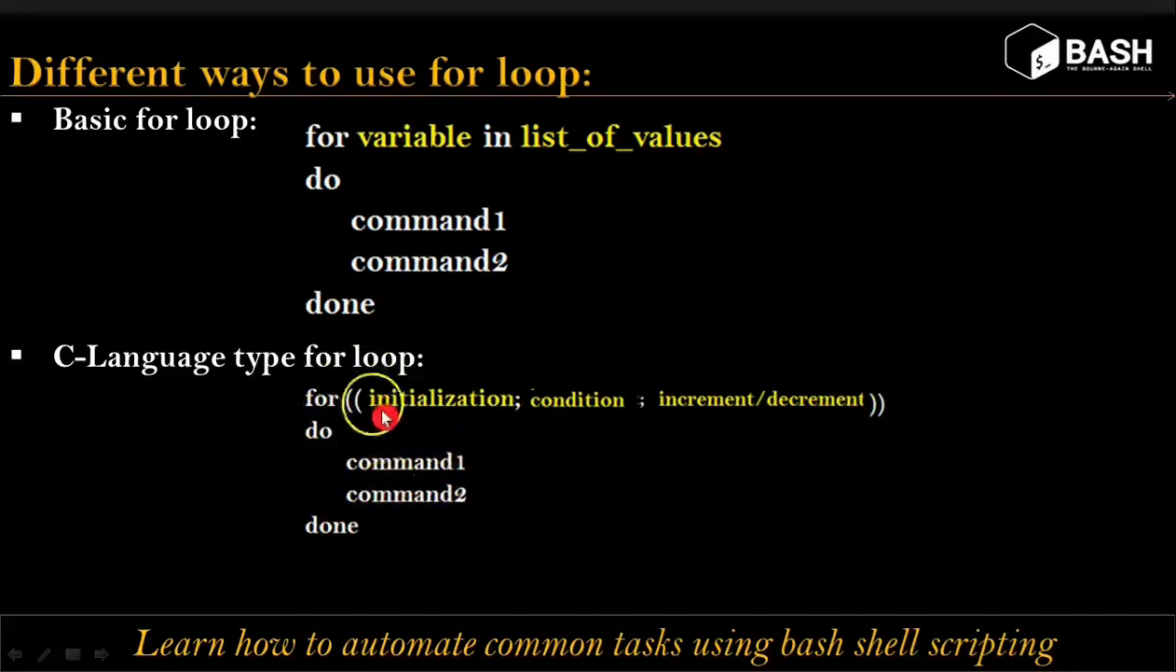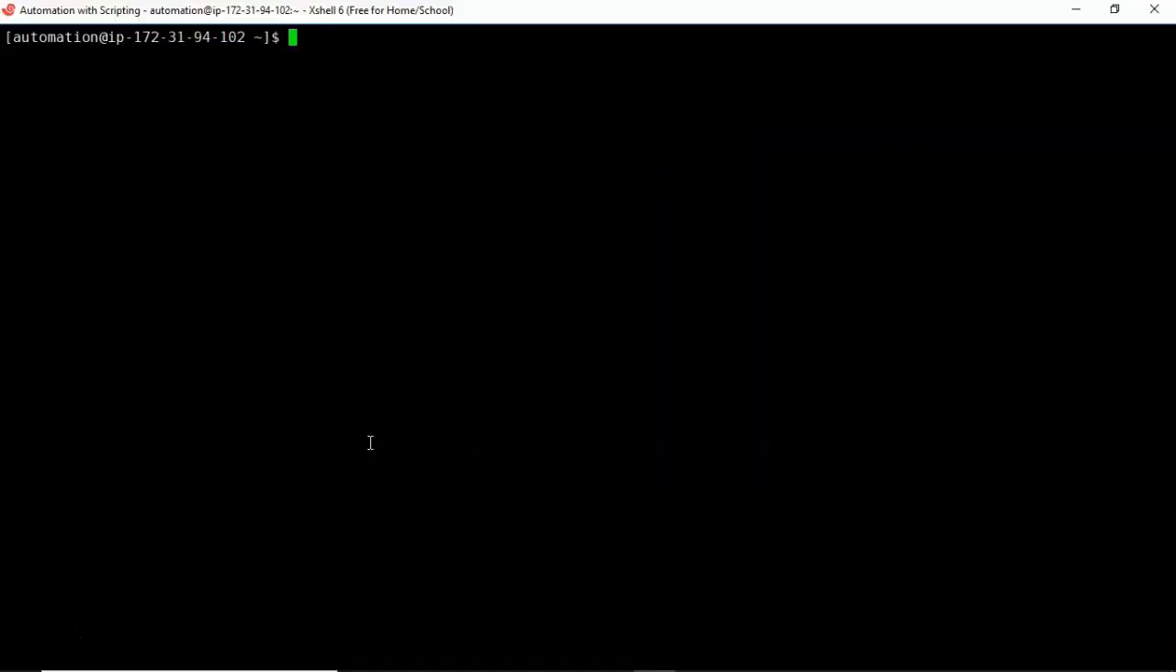Then how will this for loop execute, how will it work? See, in your previous basic for loop, the lines which are there between do and done, the for block, will execute n number of times. That n number of times is based on how many values you are having in place of the list of values. But here, let me explain that with a simple example.